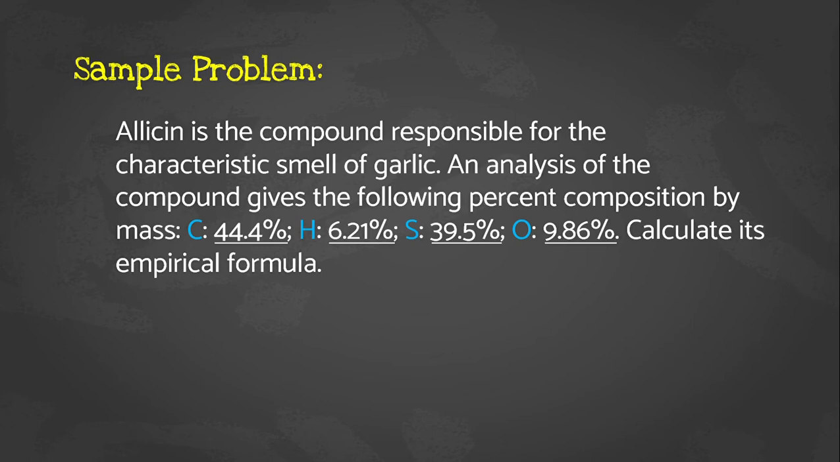So, an analysis of the compound gives us the following percent composition by mass. Dito, hindi na nga tayo magsasolve ng percent composition. Binibigay na sa atin base sa data na nakuha sa chemical analysis. So, carbon is 44.4%, hydrogen is 6.21%, sulfur is 39.5%, and oxygen is 9.86%. So, we are asked to calculate the empirical formula of allicin. So, paano natin isa-solve yan?